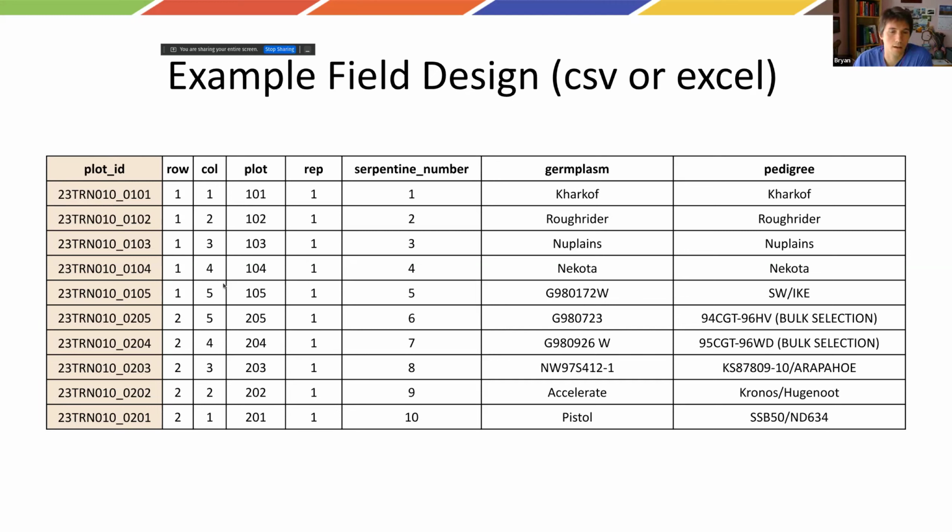And then generally you want at least two, usually more, additional attributes in columns of the file. So spatial information like row and column, design info like the rep or the block. Often it's useful to have your within-field unique plot number, or sorting information like a serpentine number, as well as information on what's actually in the plot. So your germplasm and pedigree.